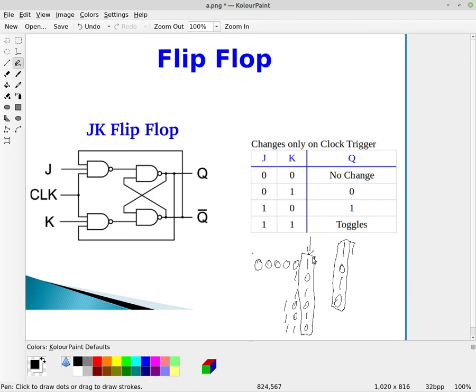So this would be the counter and this would be the first bit, and then you would use this as the clock signal into the next one to toggle the next one, and you could build a counter very easily with these flip-flops.